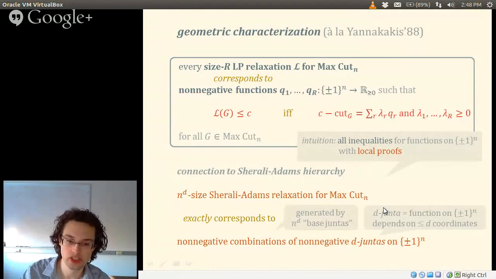So David, just to make sure, is there just one unique Sherali-Adams LP of size n to the d? For Maxcut, yes. Okay. So what you're saying here is there's a fixed LP, the one you call n to the d size. So for every d, yes, there is a unique LP of size n to the d. I see. And that's what it looks like when you go through the Yannakakis framework. So the functions are just enumerating all possible d-juntas, right? Or you take a basis for these d-juntas, for every subset of size d, you have 2 to the d basis functions. Right.